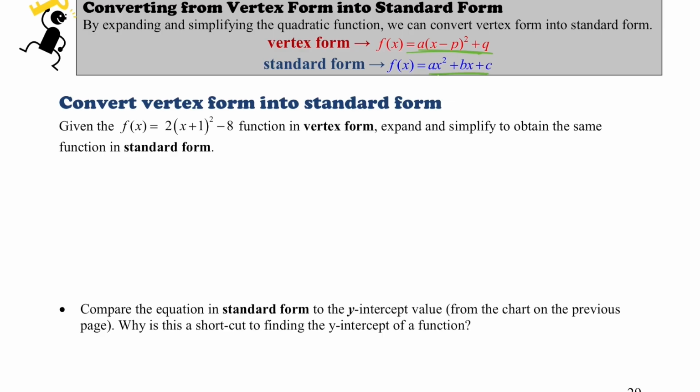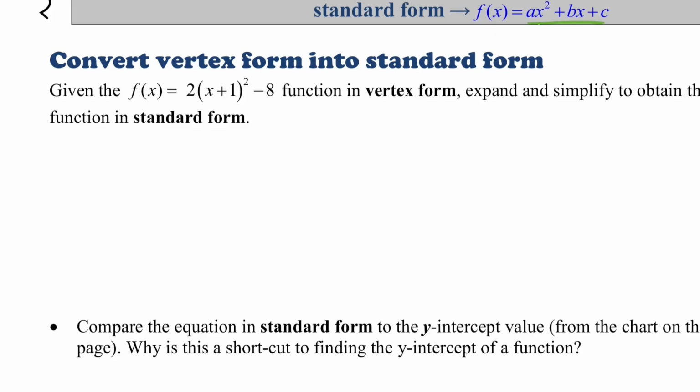So they're asking us to convert from vertex form to standard form. So now when we do this, we need to remember that standard form is just an expanded version of our vertex form. So we're just going to expand and distribute as much as we can. So x plus 1 squared can be written as x plus 1 times x plus 1 minus 8. So we distribute that. X times x is x squared, x times 1 is x, 1 times x is x, and 1 times 1 is 1.